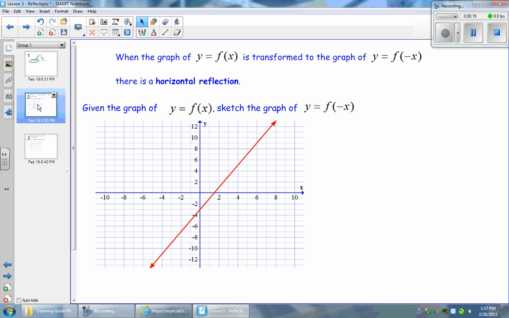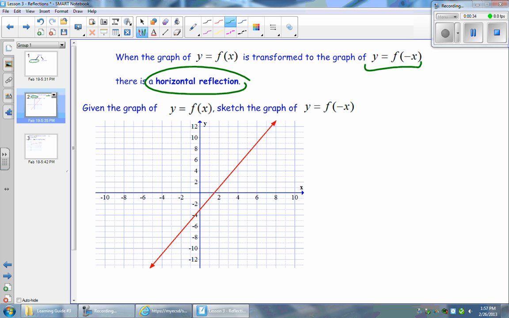Let's take a look at the first statement that I have up top here. It says, when the graph of y is equal to f of x is transformed to the graph of y is equal to f of negative x, so notice the difference there, there is what we call a horizontal reflection. So if you take a point x, y on any type of function, could be quadratic, could be cubic, could be quintic, it really doesn't matter as long as it's a function.